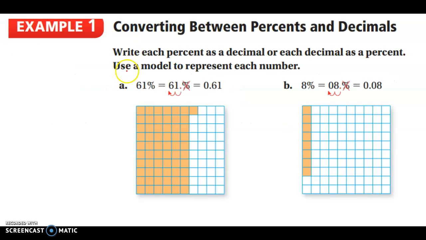And then if you look here, here's another one showing you, but this time you get to put in all the little marks. So 61%, you shade in 61 of the boxes, and that would be 0.61. 8%, if you shade in 8% of the boxes, only 8 boxes are shaded, so that's 0.08. So that's writing a percent as a decimal. And then the model, you've got to fill out the model.